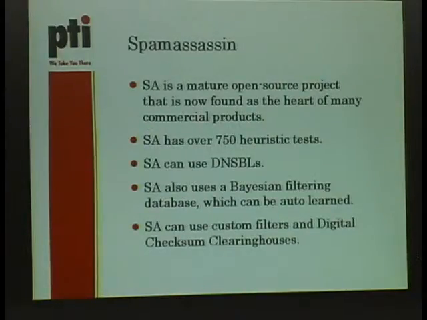Spam Assassin. This is the heart of what I'm seeing a lot of corporate email gateways out there, okay? They're selling you a product, or you're going to your ISP, and they're using Spam Assassin. This is an open source project by the Apache group, and it's very mature. It's actually in its 3rd major revision. Has over 750 heuristic checks. I'll show you that here in a little bit. Can use DNSBLs, or DNS black hole lists. Bayesian filtering, which is kind of unique, because, you know, Viagra and enlargement might not be terms.